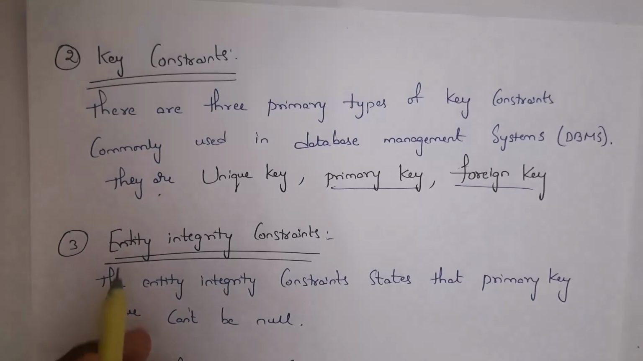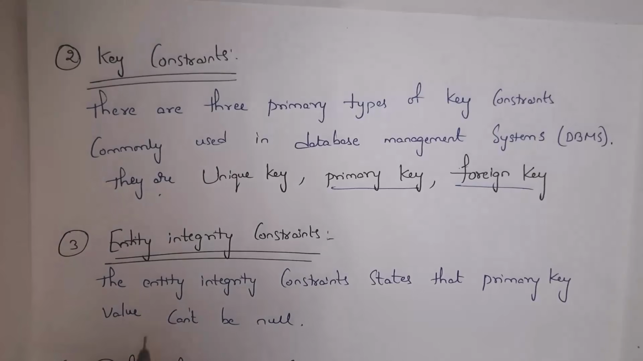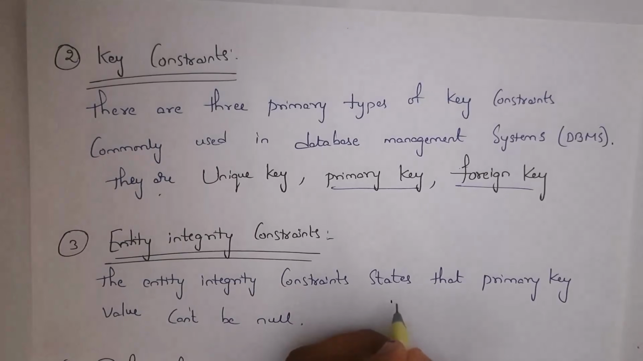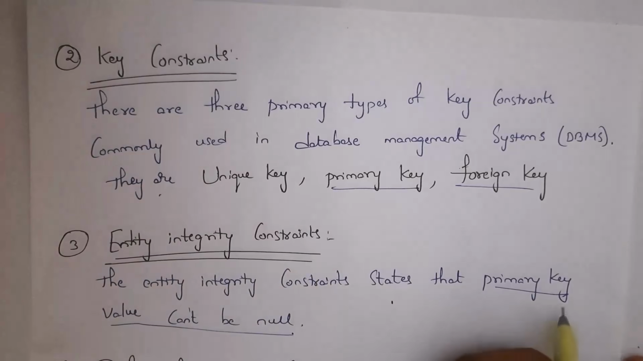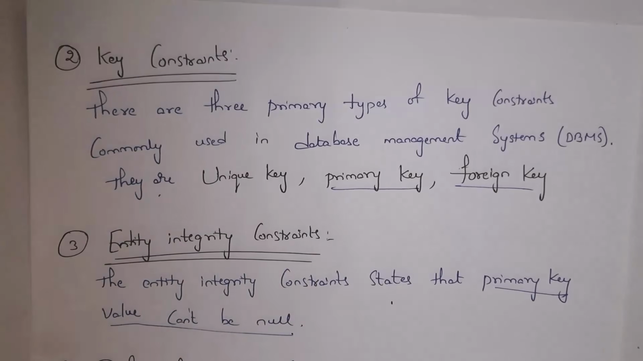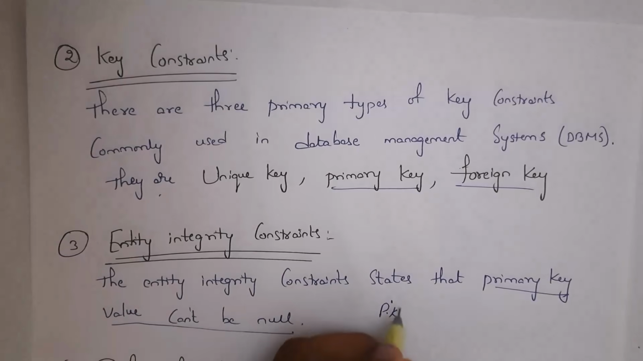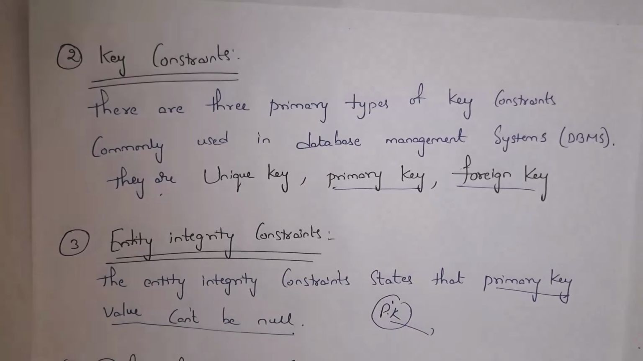Next, I will explain what entity integrity constraints are. This entity integrity constraint states that a primary key value can't be null. Whenever you give a primary key for any particular column, that column will accept only unique values and null values are not accepted. So just remember that the entity integrity constraint states that primary key values can't be null. Here you need to give a primary key example. At last I will explain the primary key example.